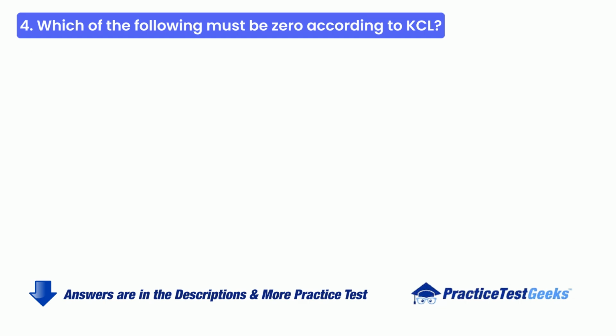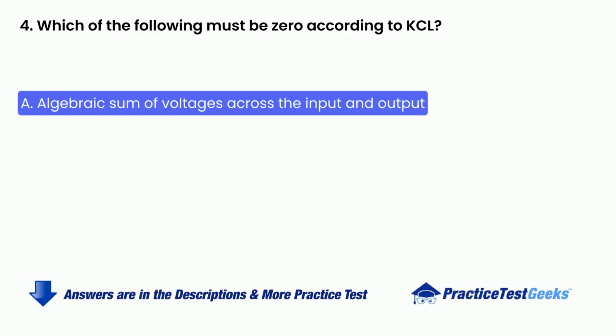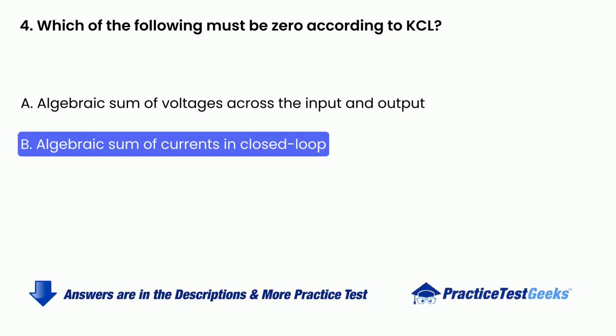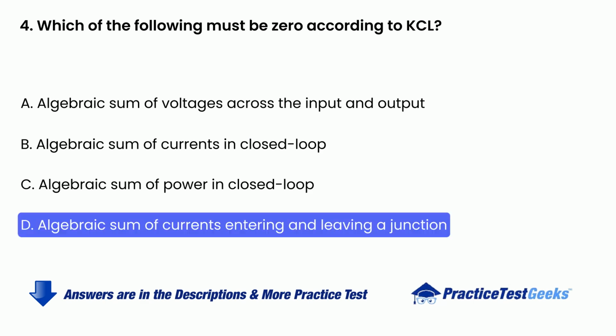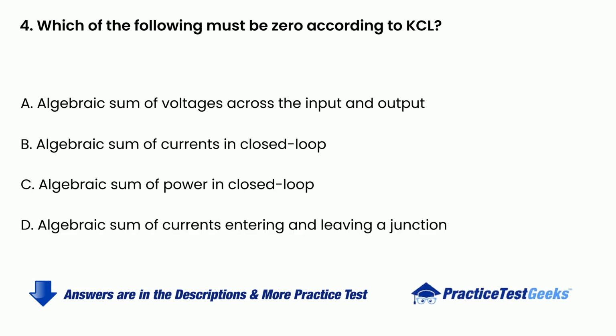Which of the following must be zero according to KCL? A. Algebraic sum of voltages across the input and output. B. Algebraic sum of currents in closed loop. C. Algebraic sum of power in closed loop. D. Algebraic sum of currents entering and leaving a junction.